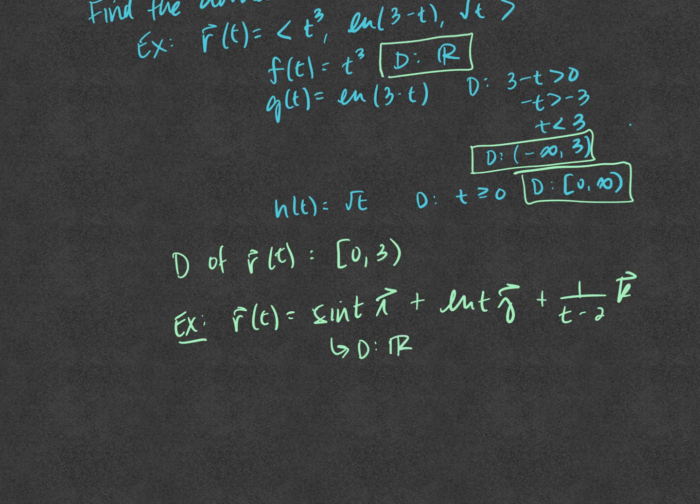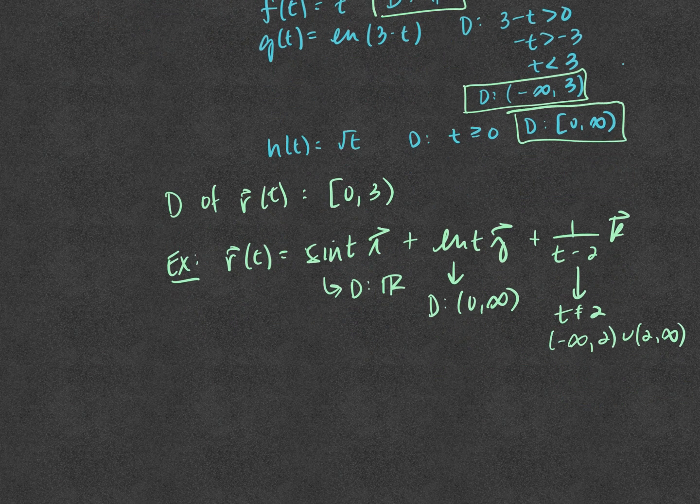When we look at the i component, the domain here is sine, so the domain is all real numbers. When we look at the natural log component, the domain here is anything greater than 0. So we have 0 to infinity. When we look at the last component, t cannot equal 2. t could be anything except 2, but you can't divide by 0. So we say negative infinity to 2, union 2 to infinity.